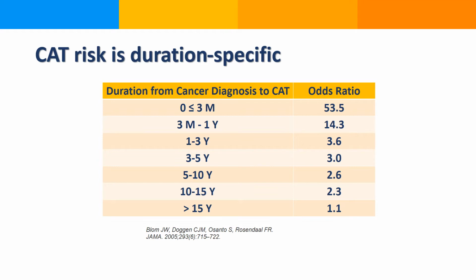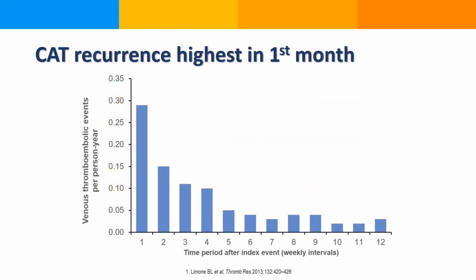CAT risk is also known to be duration-specific, exhibiting an odds ratio of 53.5 within the first 3 months of diagnosis of cancer, 14.3 within the first year, and less than 5 within the next 15 years in those who survive. CAT recurrence is known to be highest in the first month after the index venous thromboembolic event.